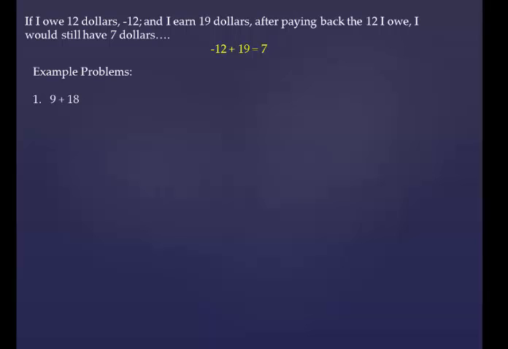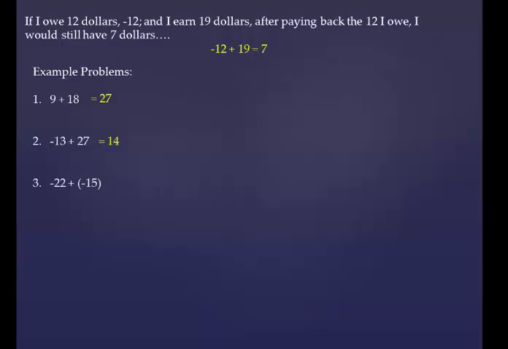So let's look at some example problems. 9 and 18 are both positive, so I'm going to add those together, and I get a positive 27. Negative 13 and 27, I have one positive and one negative, so I subtract 27 minus 13, and the 27 is larger, so my answer is positive.